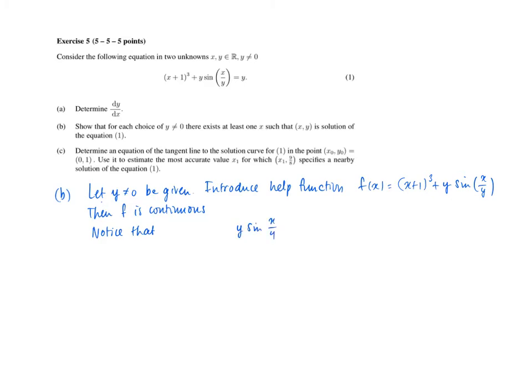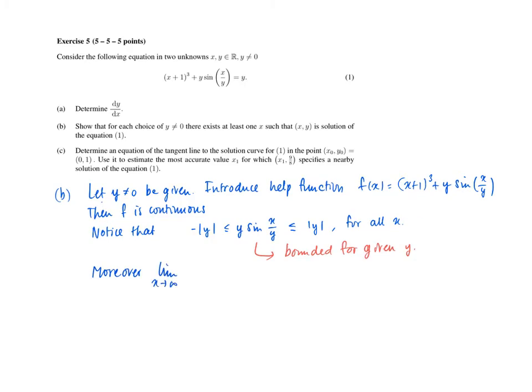Well, first observe that if we look at the component of f, y times the sine of x over y, the sine of x over y is smaller than 1 in absolute value. So we know that this is a bounded component. So we have a bounded component in f for a given y. But this f also has an unbounded component, which is (x plus 1) to the power 3.